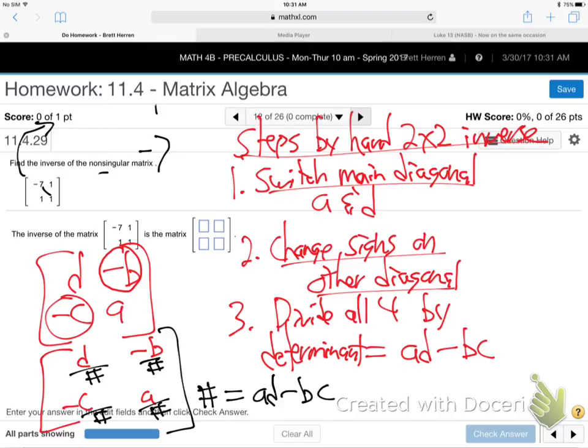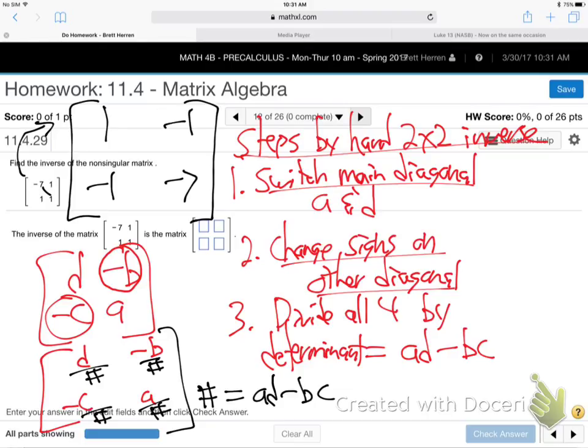Let me make it a little bigger. Right, so switch the main diagonal. Change the signs on the other diagonal. See what I did there? You guys tracking with me? I'm doing the inverse. I switched the main diagonal. Changed the signs on the other diagonal. And then I'm going to divide. Let me make this smaller. I keep changing my mind on the size. 1, minus 7, negative 1, negative 1.